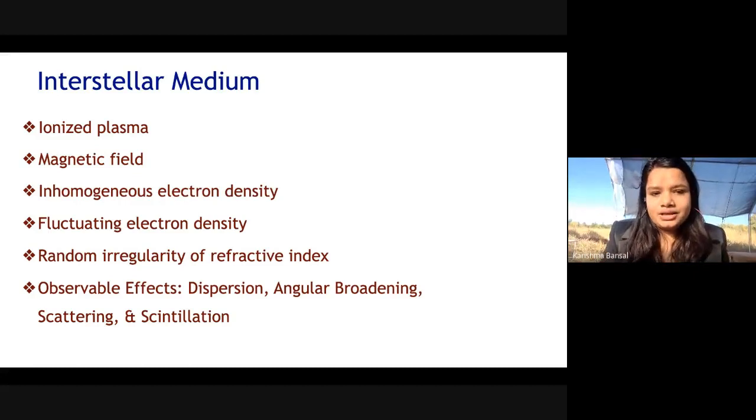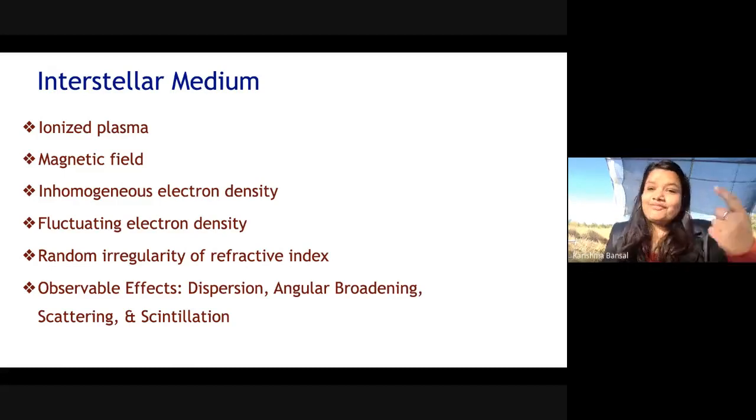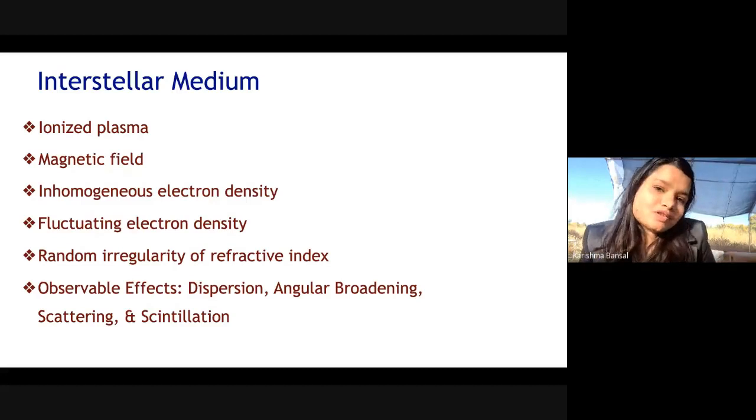And because there are all these fluctuations happening, the refractive index of the medium also has a lot of irregularity over time. As a result, we see a lot of effects when we study pulsars. So that's why the interstellar medium affects the pulsars, and because they get affected, we can use the pulsars to study the interstellar medium.